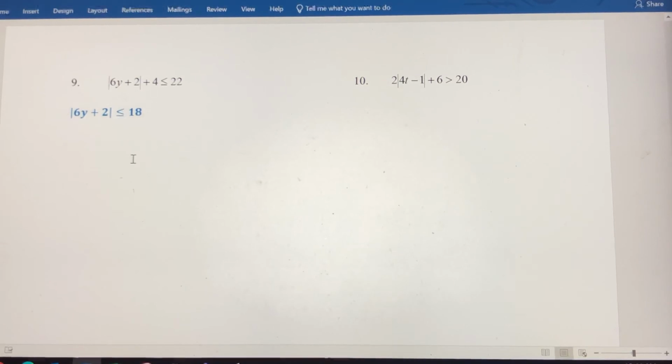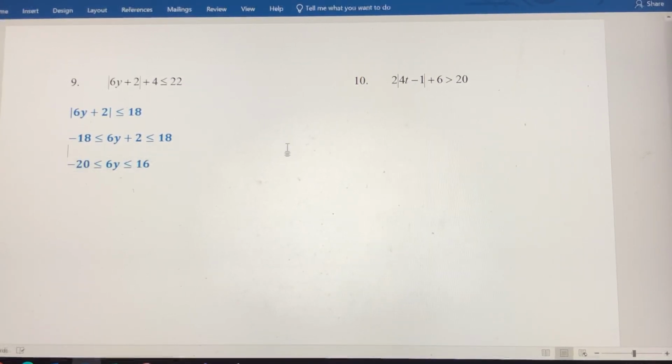It's less than, okay? So that means 6y plus 2 has to be between negative 18 and positive 18, okay? So if 6y plus 2 is 0, it's going to work. If 6y plus 2 is negative 17, it's going to work, okay? But it can't be to the left of negative 18. It can't be negative 19. It can't be negative 20, okay? Because then we wouldn't have a solution. And it can't be bigger than 18 as well. So that's why we've got this set up here, all right?